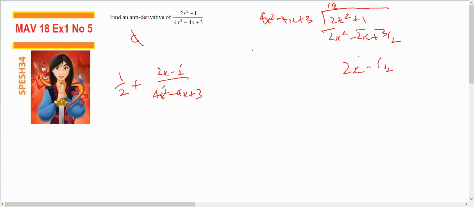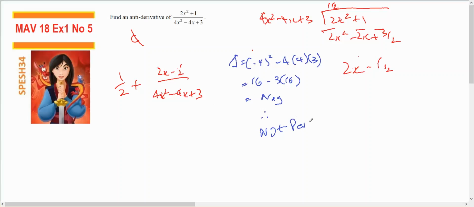3. Could I use partial fractions to do this bit? That is, could I break my denominator into two factors, therefore use partial fractions to work on the numerators? If I was to look at the discriminant of my denominator, I've got minus 4 squared minus 4 times 4 times 3, which is 16 minus 3 lots of 16. This is going to be negative, therefore there are no factors, therefore not partial fractions.